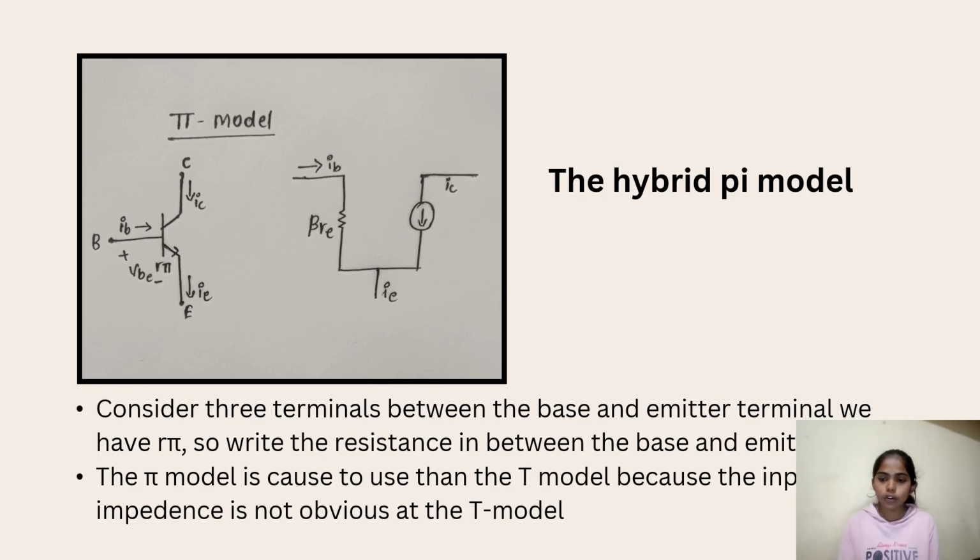The hybrid pi model, we can see the hybrid pi model on the slide. This circuit looks like a pi shape, that's why it's called a pi model. Consider the three terminals: collector, base and emitter. In between the base and the emitter terminal we have r pi, the resistance between the base and the emitter terminal. The pi model is used more than the T model because the input impedance is not obvious in the T model. That's why most of the time we use the pi model rather than the T model.